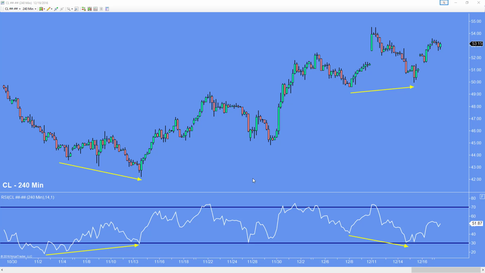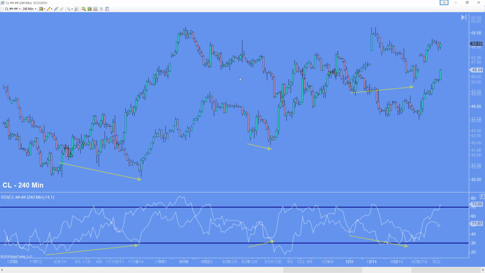Now, having made that generalization, there are, of course, exceptions to that, and here we see one where we have a lower low in price and a higher low in the oscillator. And what is that? That is bullish regular divergence, or type 1 bullish divergence. The majority of the hidden divergences, however, will typically be trend continuation patterns.